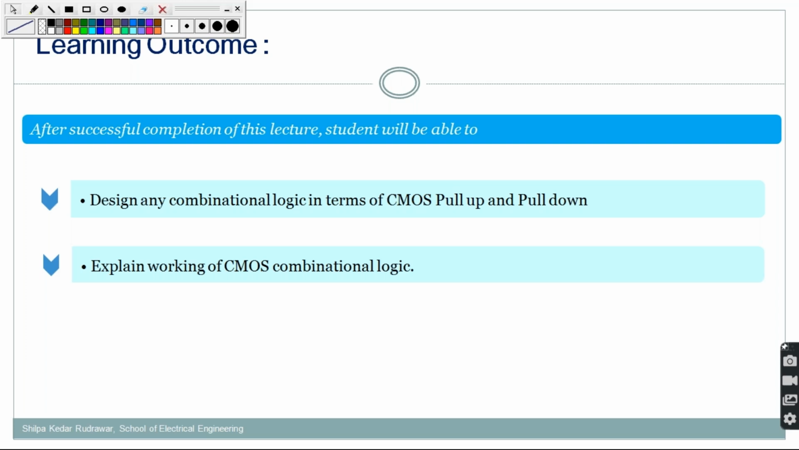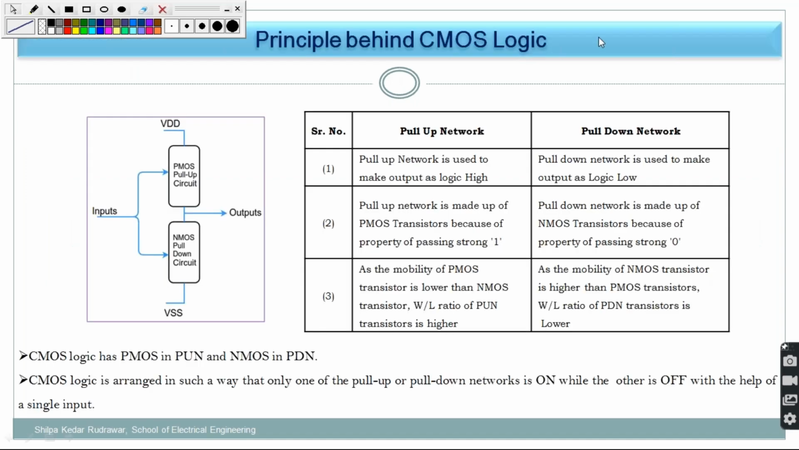And secondly, you will be able to explain whatever logic you have implemented using PMOS or NMOS. We have already done this 2 times, so I'm not going into detail. Always PMOS should be connected in the pull-up network as it passes strong 1, and NMOS should be connected in the pull-down network as it passes strong 0. And justification of this is given in the previous lecture.